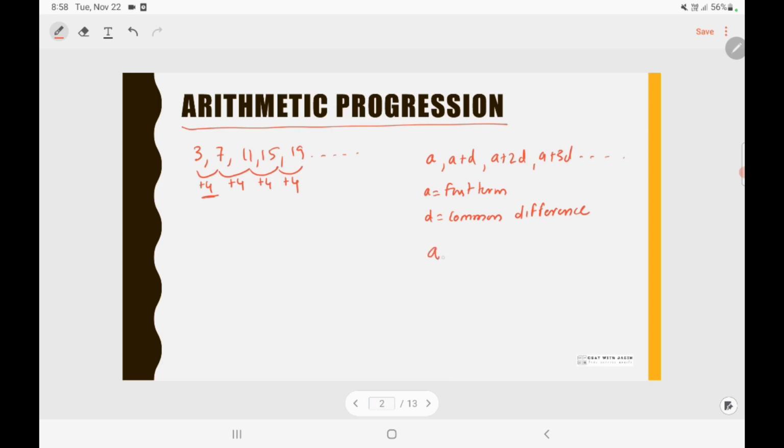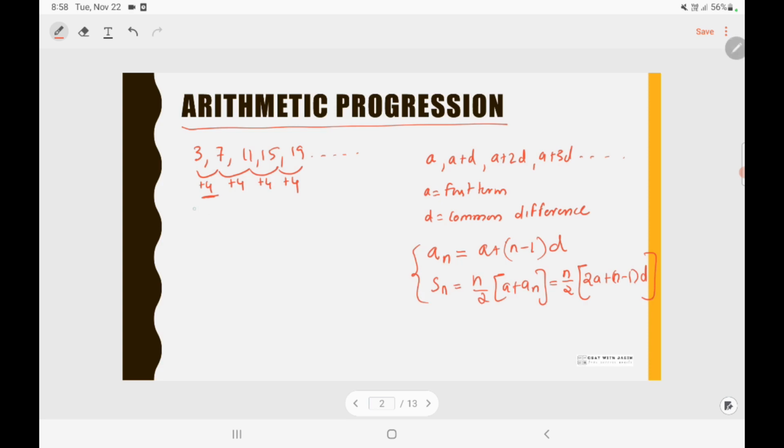And if you are asked to find out the nth term of an AP, an is equal to a plus n minus 1 into d. And if you are asked to find out the sum of n terms of an AP, then that is n by 2 into a plus an, or this is equal to n by 2 into 2a plus n minus 1 into d. So you need to study these two formulas to solve the questions on arithmetic progression.